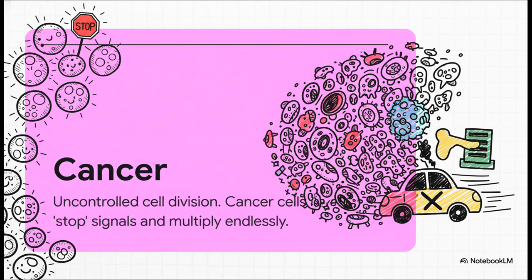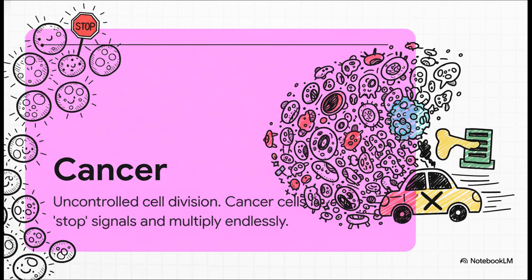Okay, so here's the bottom line. Healthy cells are polite. They grow, they divide, and they know exactly when to stop. They listen to the signals around them. Cancer cells, they're the complete opposite. It's like their foot is jammed on the gas pedal and they've cut the brake lines, which leads to that endless, out-of-control multiplication.